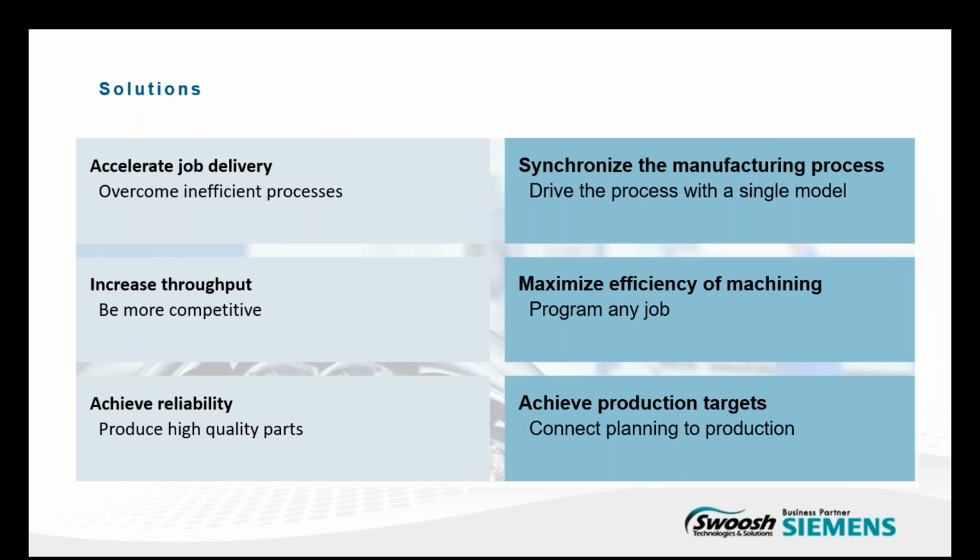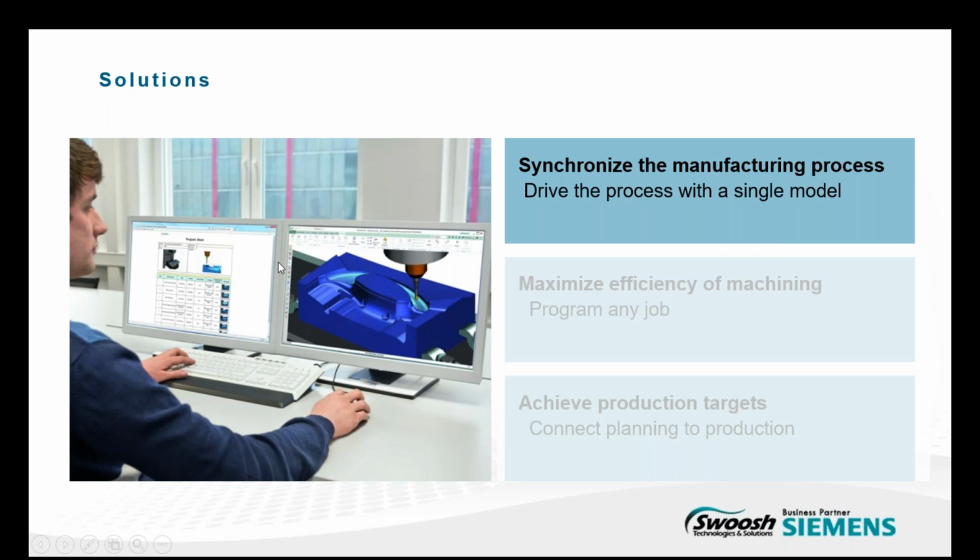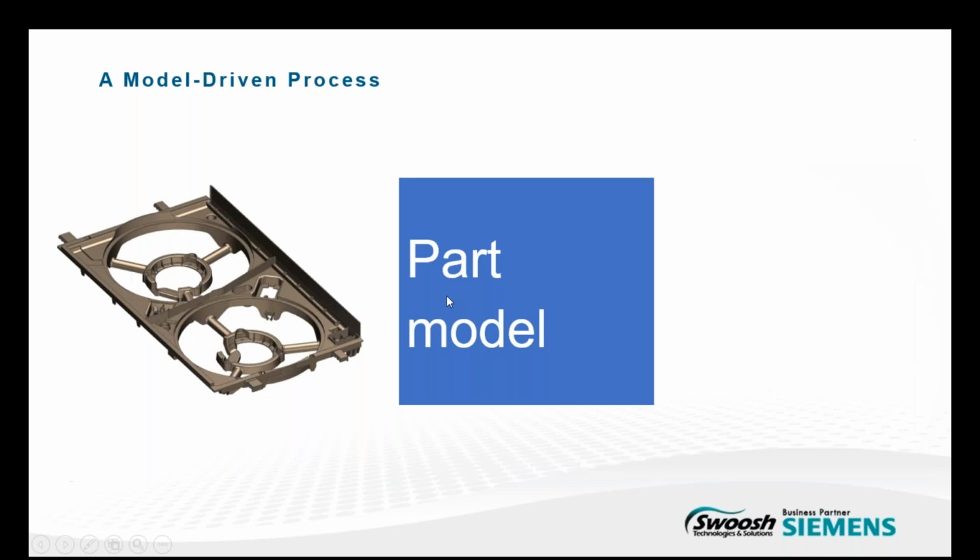So how do we solve this? In order to be competitive, mold manufacturers need to synchronize the entire manufacturing process, maximize the machining efficiency, and ultimately hit the production targets. So let's look at how we can help address these challenges. When it comes to running a more efficient and nimble business, all the manufacturing activities need to be synchronized. Siemens PLM provides an integrated software solution to support the entire manufacturing process, from CAD/CAM all the way to the CNC controller on the shop floor. Our model-driven process lets you collaborate and work concurrently.